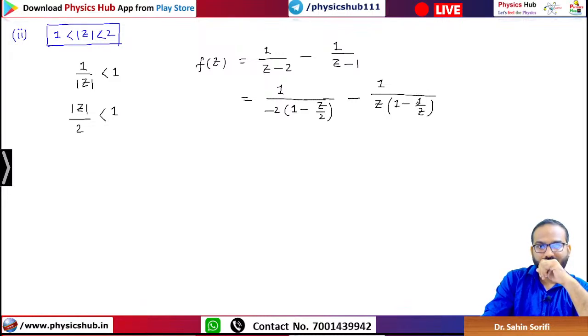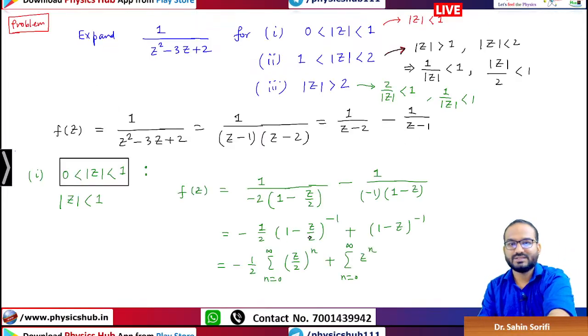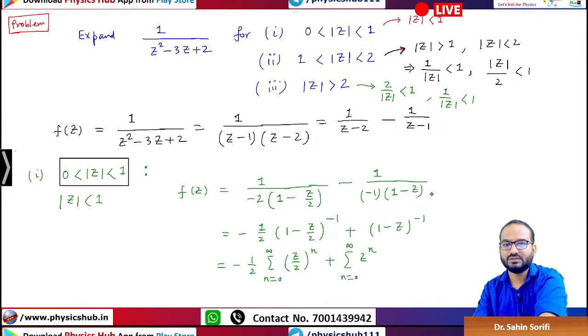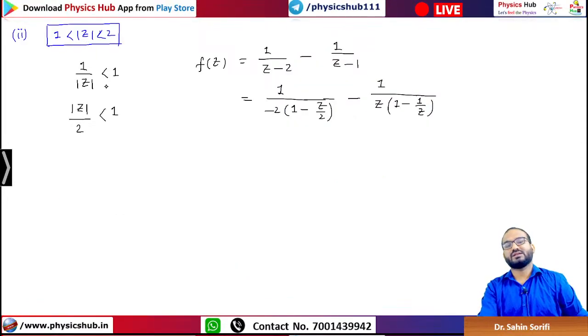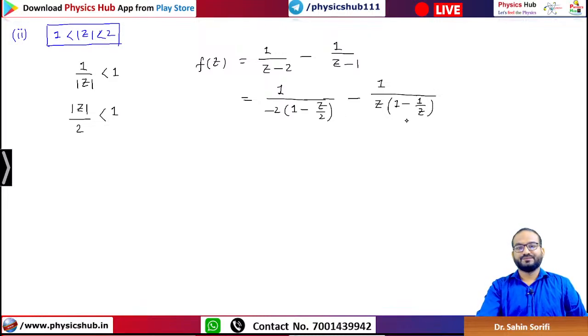Understanding? Try to find out the difference between the first case and second case. Here we did the expansion about z, because mod z less than 1, this criteria was there, but here this criteria is 1 by mod z less than 1. So that is why we have to keep a term 1 by z. And here you see z by 2, because mod z by 2 is less than 1. Is it clear to everyone? This one you need to understand very carefully.